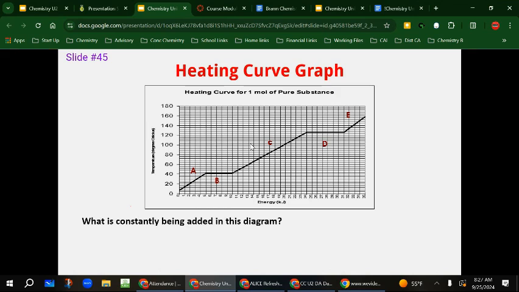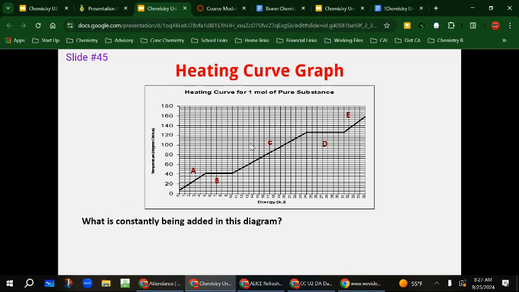By the way, for those who didn't hear Abby, heat is making the particles move faster. If the particles move faster, what is going to increase? And that will cause the what to go up? The temperature. And that is what we are seeing in here. We are adding energy. This temperature is going up because the particles are moving faster.